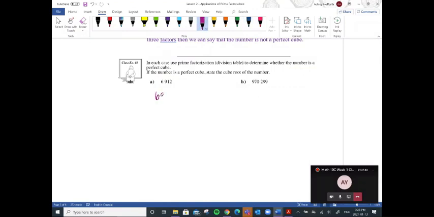So let's do 6,912. This is on page 11, class example number 8. So if we do the division table here, and sometimes questions will tell you specifically what to use. So you might see that in your workbook assignments, but when you're doing assessments for me, I won't dictate to you which method to use. You can use whichever one you want.